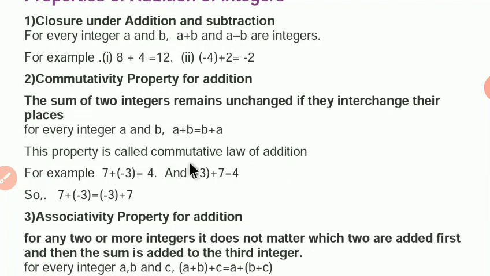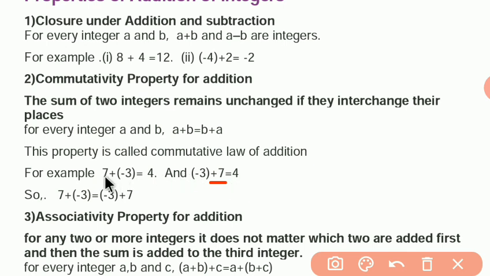Now let us understand this commutative law by an example. Here we have taken a as 7 plus b value as minus 3. So plus into minus is minus. So 7 minus 3 is equal to 4. Now b plus a. In place of a we have to write the value of b: minus 3 plus 7. So again 7 minus 3 is 4, and the sign will be according to the bigger number. Here you can see 7 is the bigger number and the sign will be plus. So the answer will be in plus only.